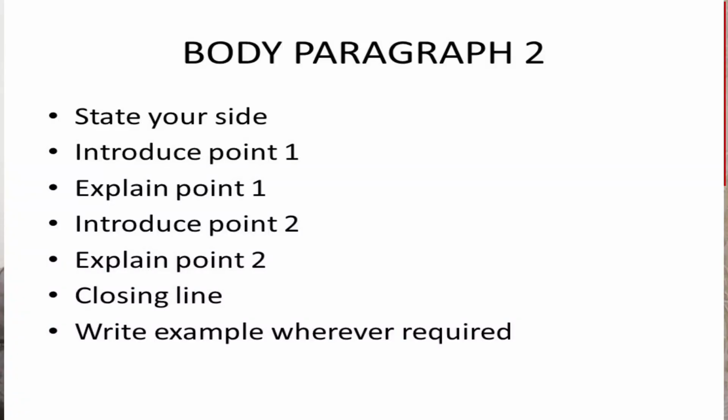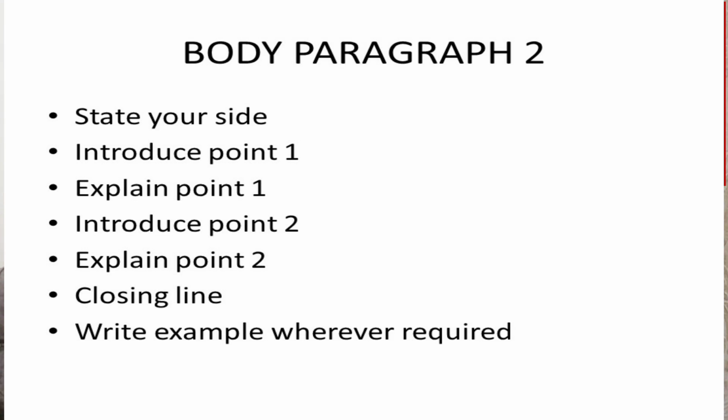Let's come to body paragraph 2 now. Body paragraph 2 also follows the same strategy as we used in paragraph 1. State your side again. If you are now going to write the second opinion, or your reasons or disadvantages, or the disagreement side, then you need to state that side. Then introduce point 1, your idea 1, then explain that idea, then introduce idea 2 or reason 2, or whatever second point you are writing. Then explain that point again.